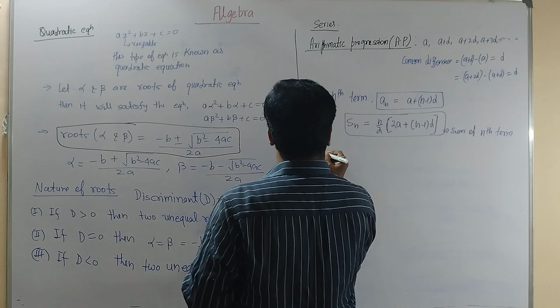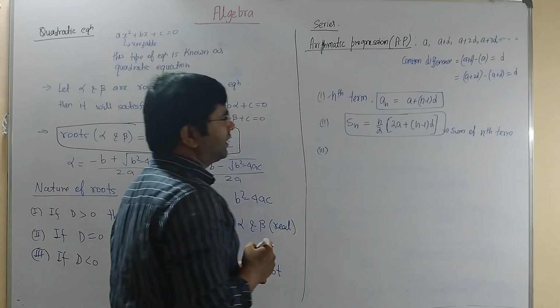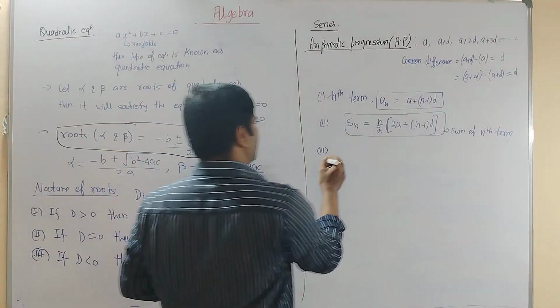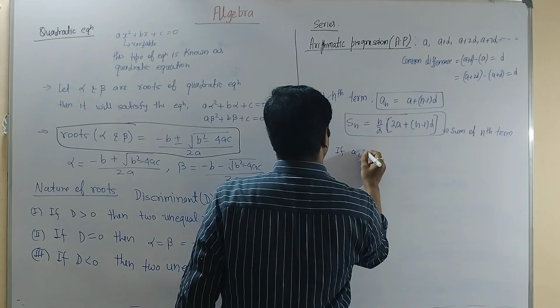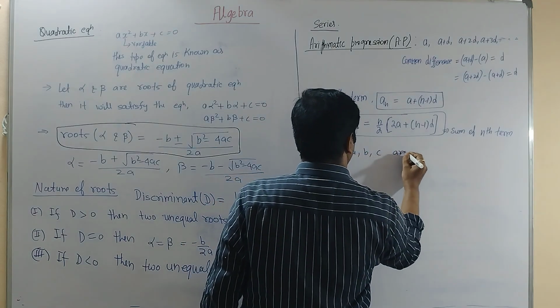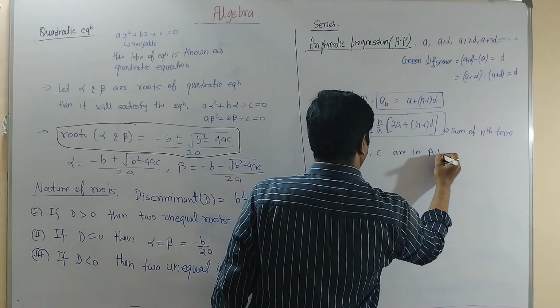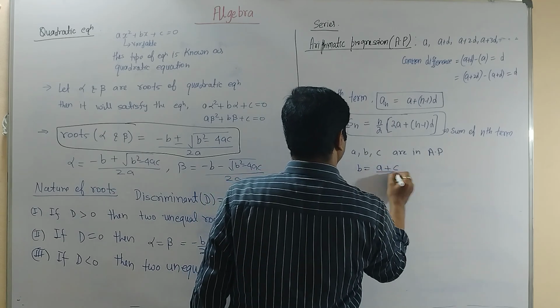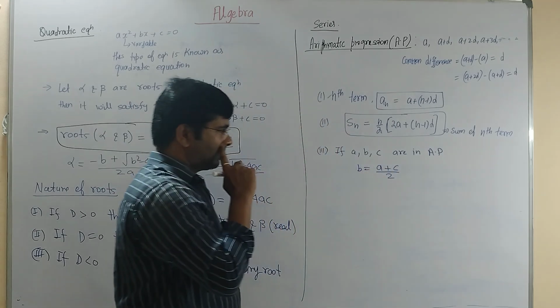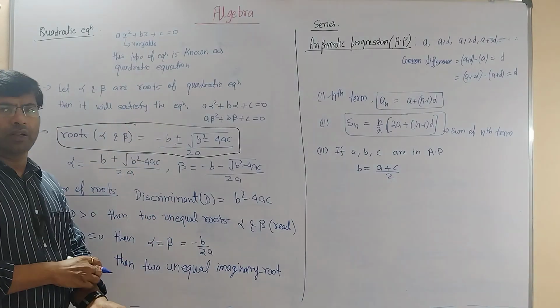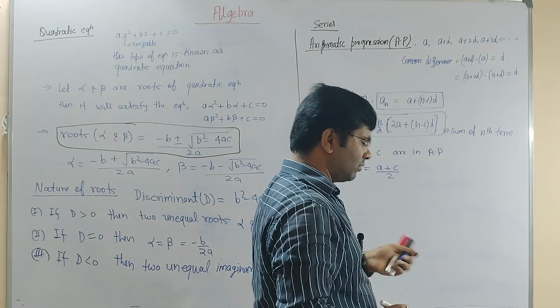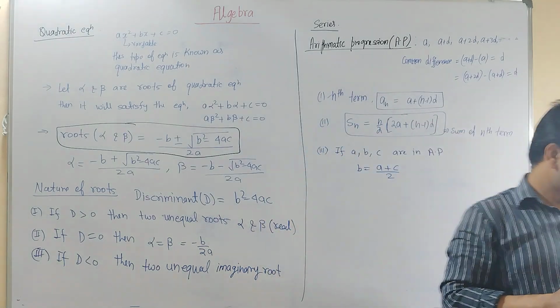Third, if I am saying that three numbers are in AP, if A, B, C are in AP, then we can write the second number equal to the sum of the first and third number upon 2. Okay, so the second number we can write as first plus third upon 2.